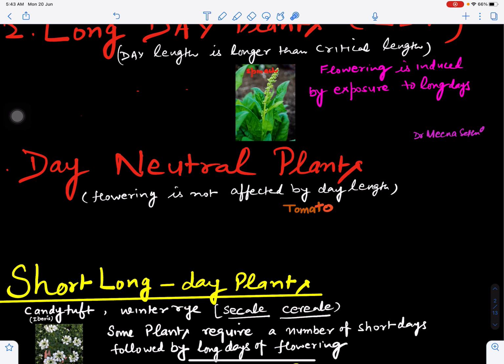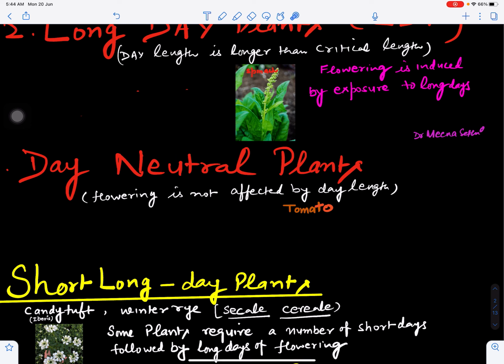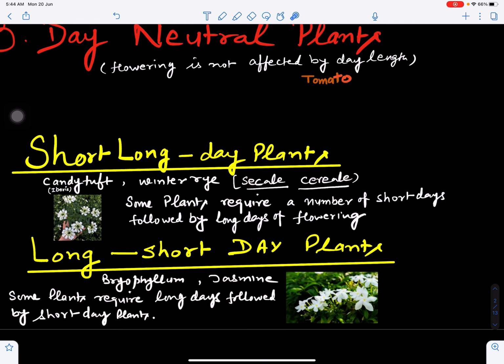And whether it is 11 hours light or 13 hours dark, or 10 hours light or 14 hours dark, if flowering is not affected by the day length, it will occur irrespective of day length. So these plants are called day neutral plants. An example is tomato. There are other examples also.